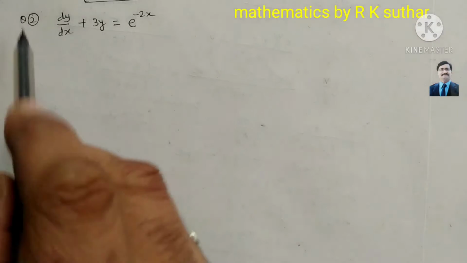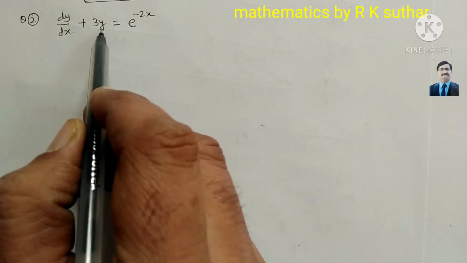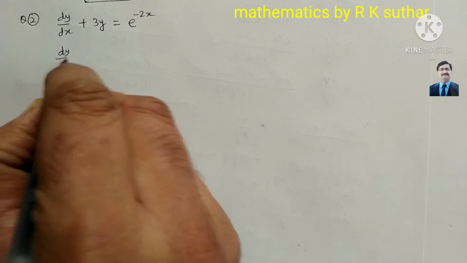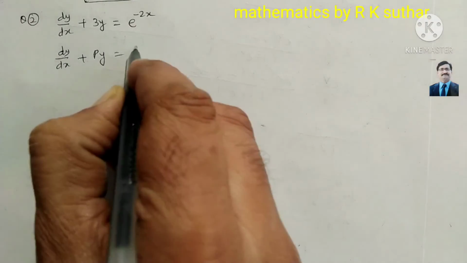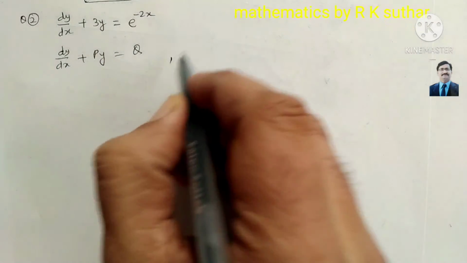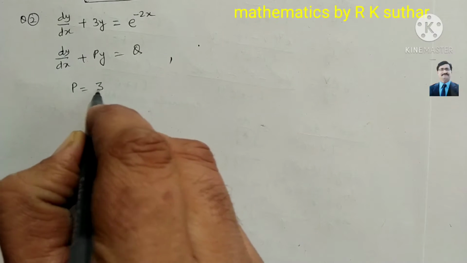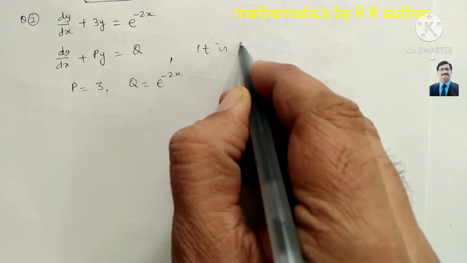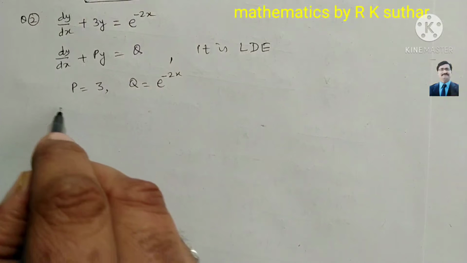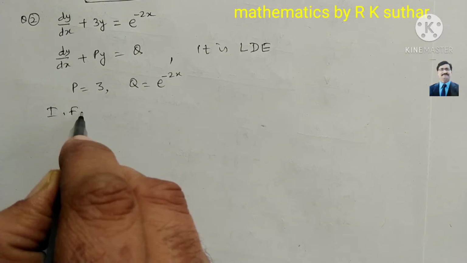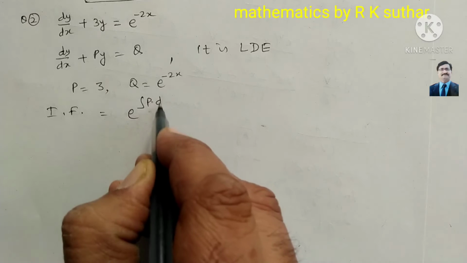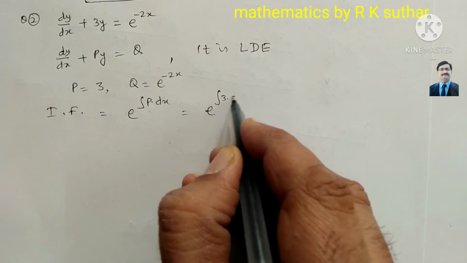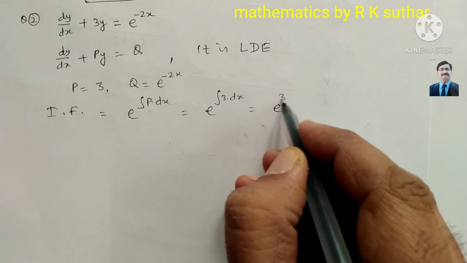Look at this question: we have to solve dy/dx + 3y = e^(-2x). If we compare with dy/dx + Py = Q, here P is 3 and Q is e^(-2x). First we can write that it is a linear differential equation. Now we find the integrating factor. The integrating factor is e to the power integral P dx, here integral 3 dx, and this integral will be e^(3x).